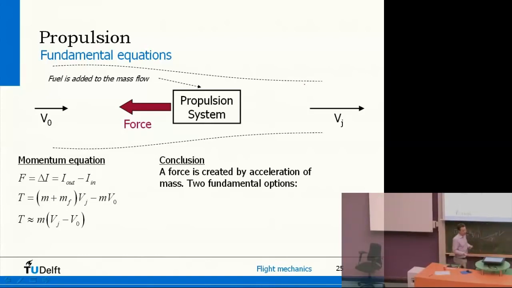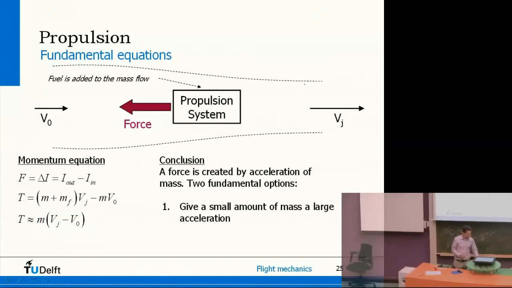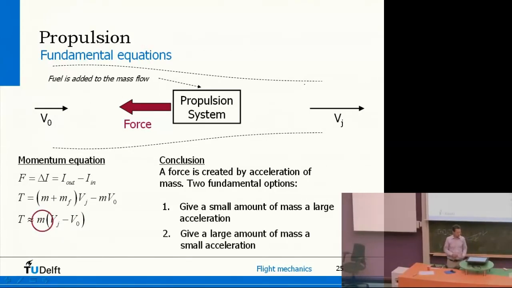So two variables you have really, because V0 is the speed at which you're flying. If you design a propulsion system, you can play with this jet velocity or with the mass flow of the air. So basically you have two options in order to create the same amount of thrust. You could say, okay, I take a little bit of air and I accelerate it a lot. Then you would be playing with this jet velocity. Whereas you could also say, I'm actually going to take a lot of air and give it a little push, and you get the same amount of thrust.